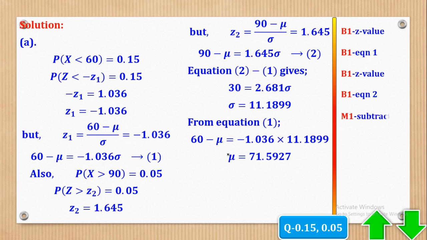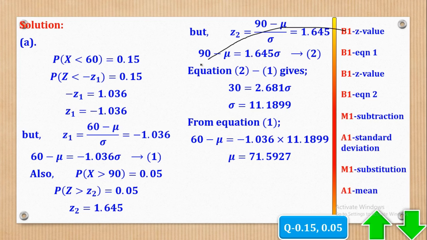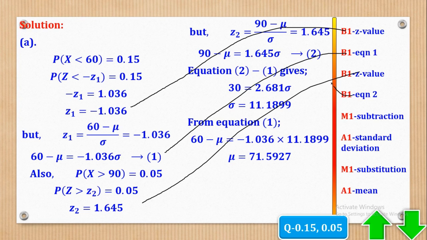Now let's see how marks can be awarded. So B1 for this z value, the negative must be seen, and B1 for this equation 1, B1 for the z value, B1 for equation 2, M1 for subtraction, A1 for standard deviation, M1 for substitution, A1 for mean.